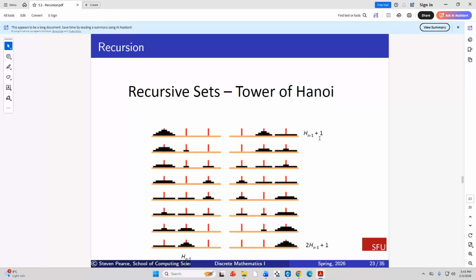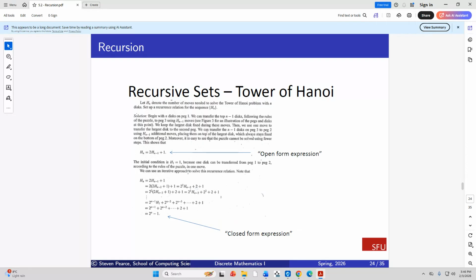So here, this is the h(n+1) case. This is the h(n-1) case. This is the h(n-1)+1 case. And this is doing it all over again. You do this h(n-1) again, so it's 2h(n-1)+1. So that is, we're assuming this open form expression.